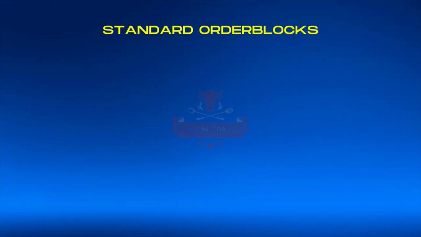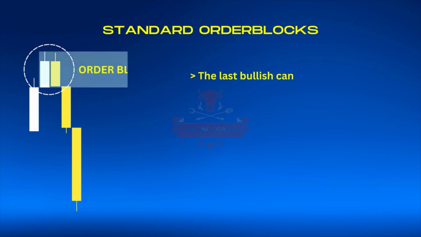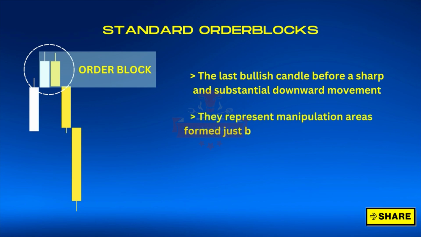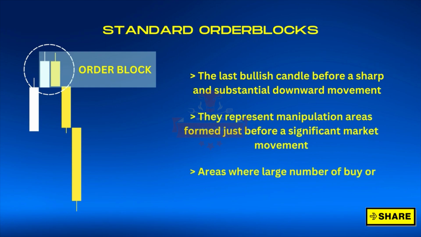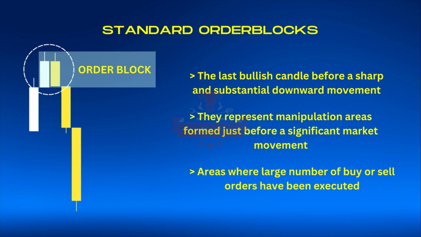The first type is the standard order block. In a bearish scenario, the standard order block refers to the zone corresponding to the last bullish candle before a sharp and substantial downward movement. The theory behind considering these zones as potential reversal areas is based on the belief that they represent manipulation areas formed just before a significant market movement. Traders view these zones as areas where a large number of buy or sell orders have been executed. Therefore, by using these zones in our trading strategy, we can potentially take advantage of the high probability of price reversal and change of direction when it reaches these areas.